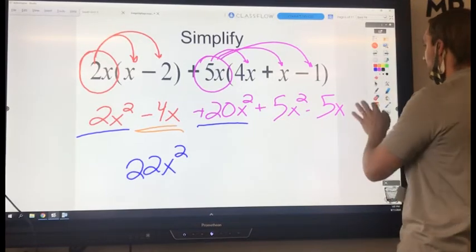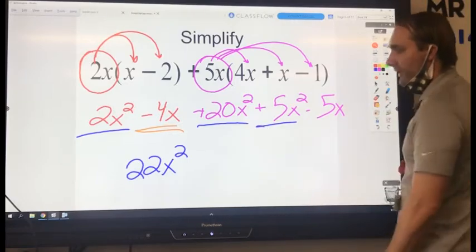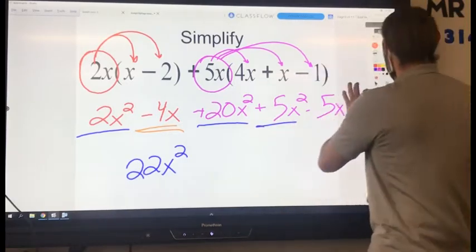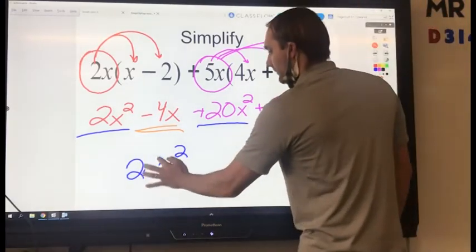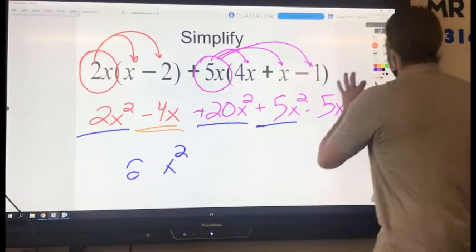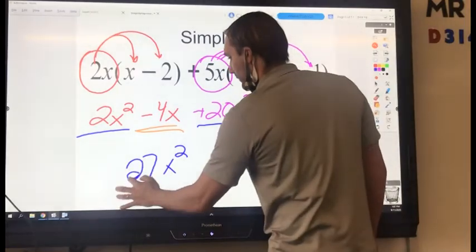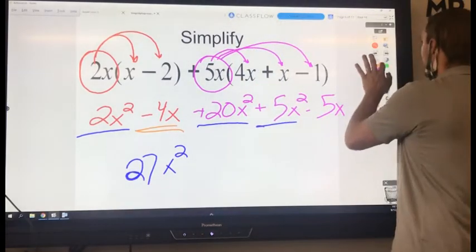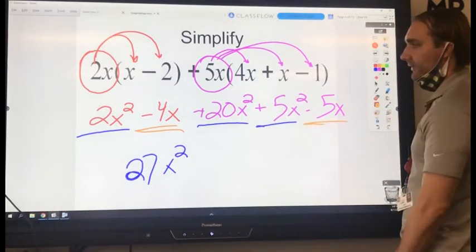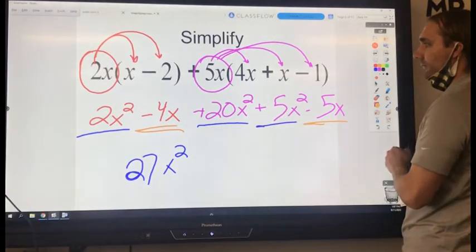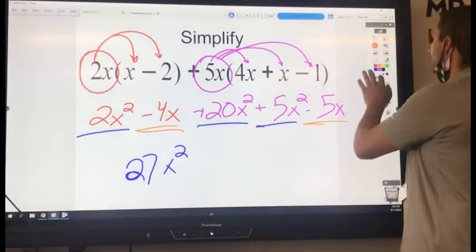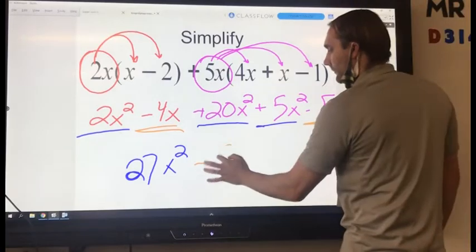Let me go back. Watch out, I had another x squared. 27x squared. Turns out I had just two x's, so negative 4x and a negative 5x, minus 9x.